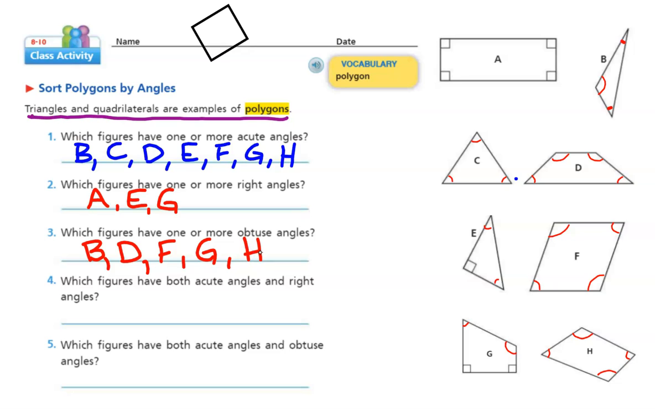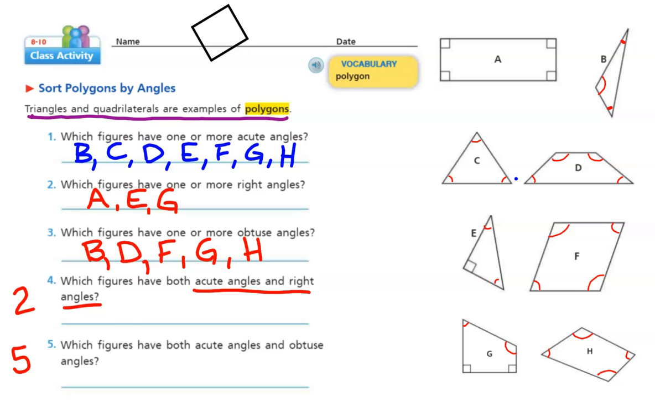I actually am going to ask you to do me a favor. I would love for you to pause and try numbers 4 and 5 on your own. Let me read you the directions first. So it says, which figures have both acute angles and right angles? So you'd go through and try to write down all the letters that have both acute and right. And then number 5 says, which figures have both acute and obtuse? I'll give you a hint. For number 4, there should be 2 answers that you write down. And then for number 5, there would be 5 answers. So pause real quick, see if you can come up with the answers to 4 and 5.